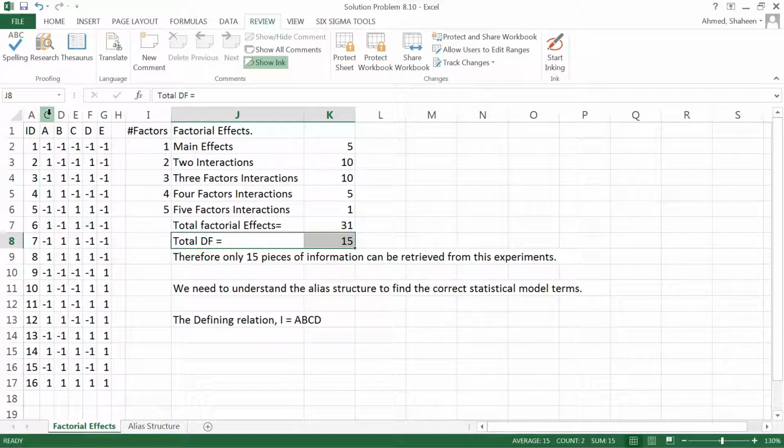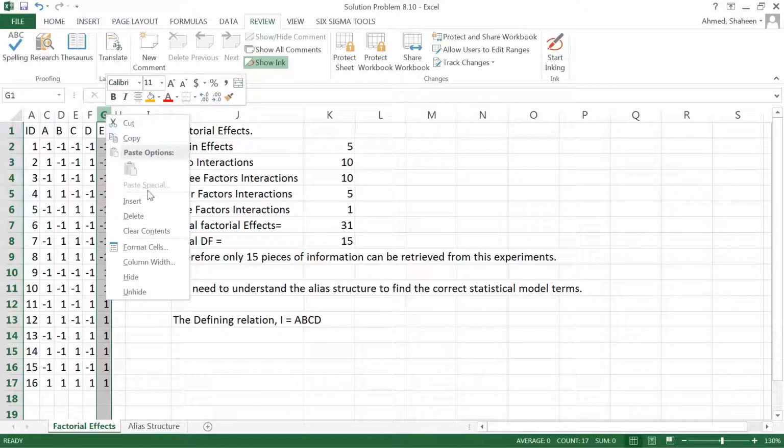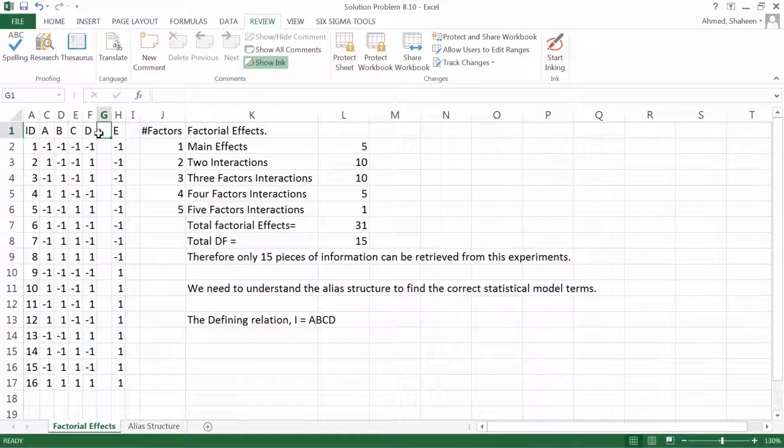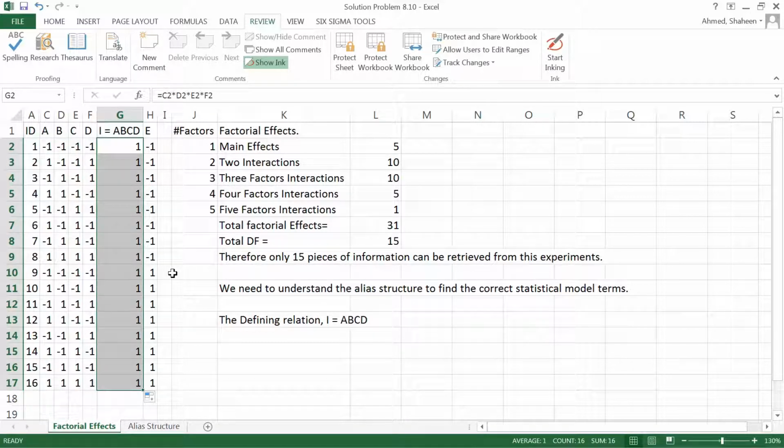Now, to find the defining relation, we have to eyeball it, typically on the higher order interactions like A, B, C, D, and try multiplying them to see if they make up the identity, or I. So if we multiply the columns, I equals, say, ABCD, it's very easy if you have access to Excel. So A times B times C times D, if that results in all positive, that means it's an identity.